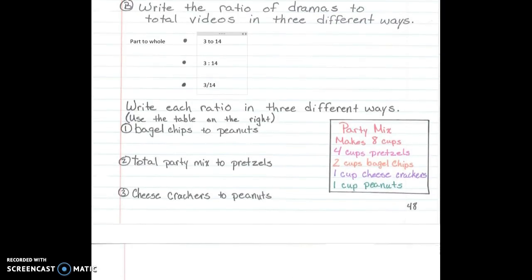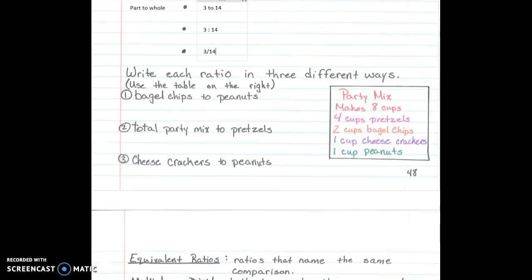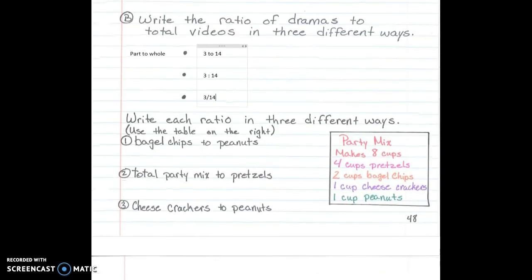Let's practice this a little bit more. If we have a party mix and we want to write each ratio in 3 different ways. Well, here we have bagel chips to peanuts. This is going to be a part-to-part comparison.